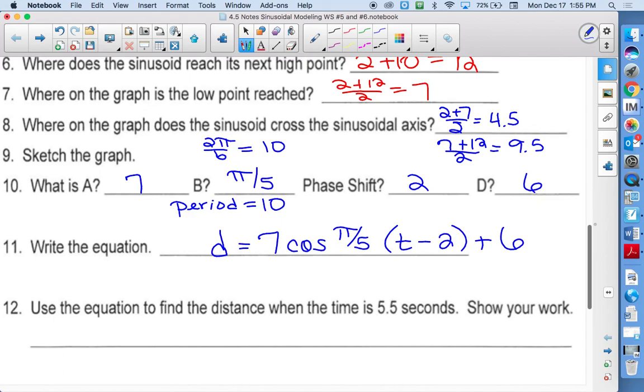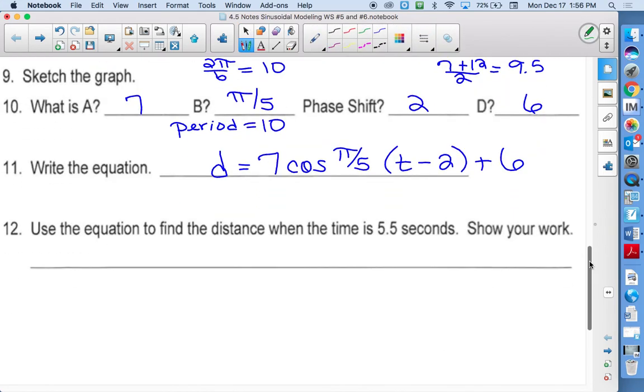The last question says, use the equation to find the distance when time is 5.5 seconds. Just show your work. So the goal is just for you to kind of plug this in your calculator. You don't need to physically show a whole bunch of work, but I want to make sure you can plug it in your calculator. So we're plugging in 5.5, which is really 3.5.